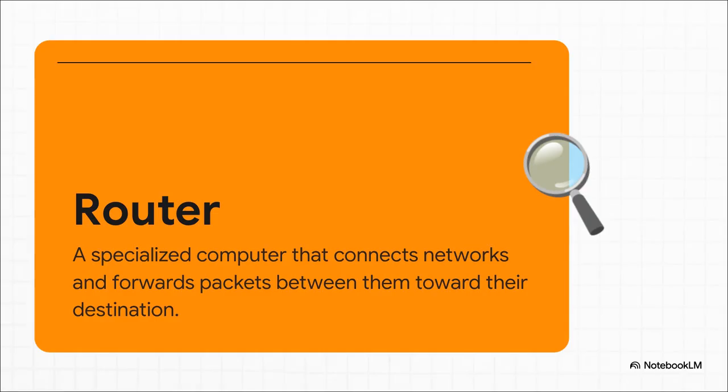You can think of routers as the traffic directors of the internet. Their whole job is to connect different networks. When a packet shows up, the router glances at its destination IP address and makes a split-second decision about the best path to send it on next, to get it just one step closer to where it needs to go.